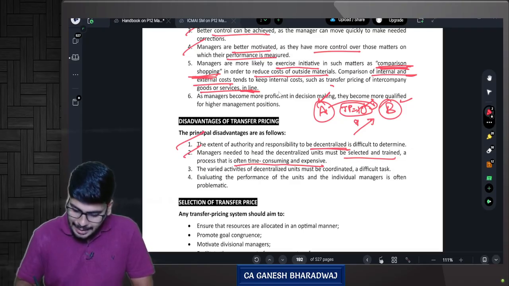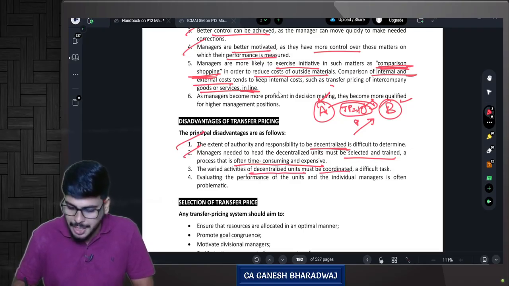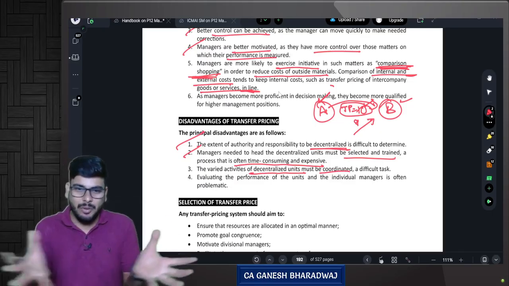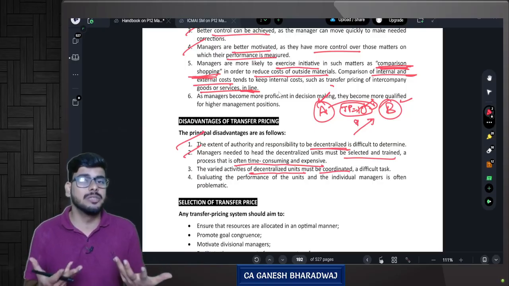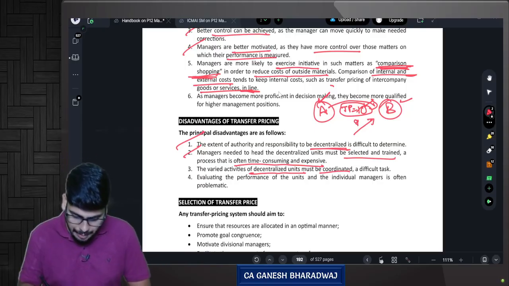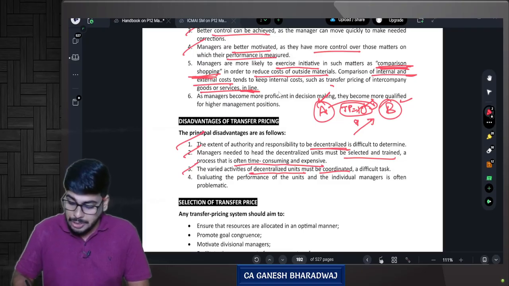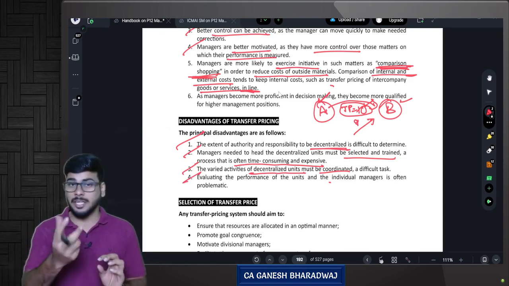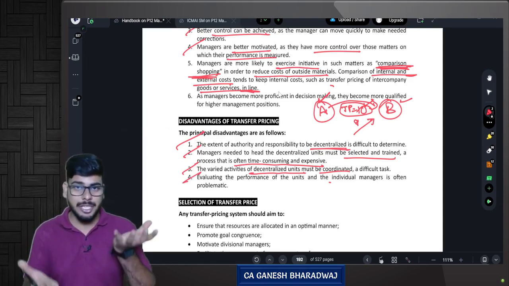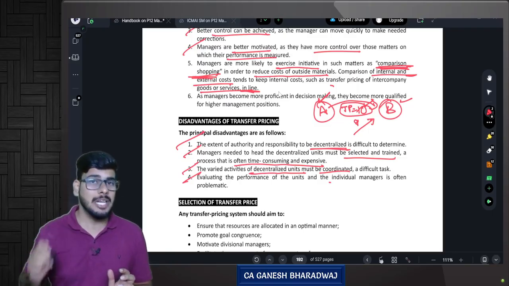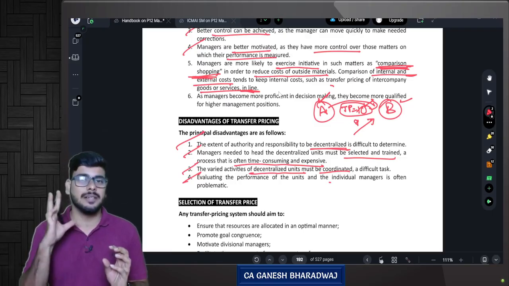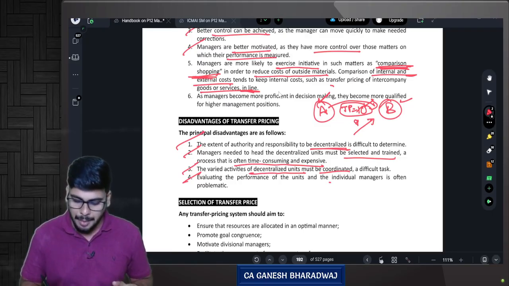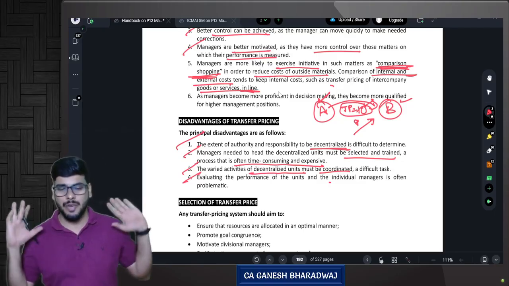Next, the varied activities of decentralized units must be coordinated, which is again a difficult task. Yes, there has to be proper coordination between the divisions, and now the divisions are competing with each other. How will they coordinate properly? So this is a practical limitation that we've got. And evaluating the performance of the units and the individual managers is often problematic, because based on the transfer price, the profit of the division will change, and based on that, your performance evaluation also changes, correct or not? Yes, that is a problem. So if you rightly fix the transfer price, then it's okay. If not, there will be a problem in your performance evaluation. Are you clear with this?